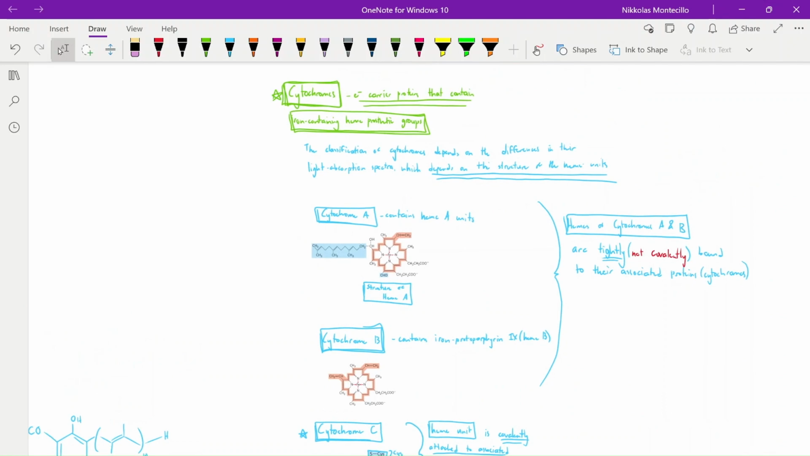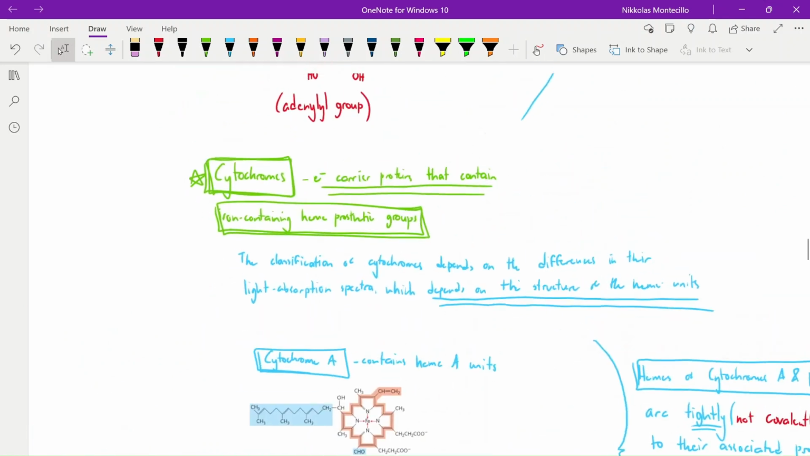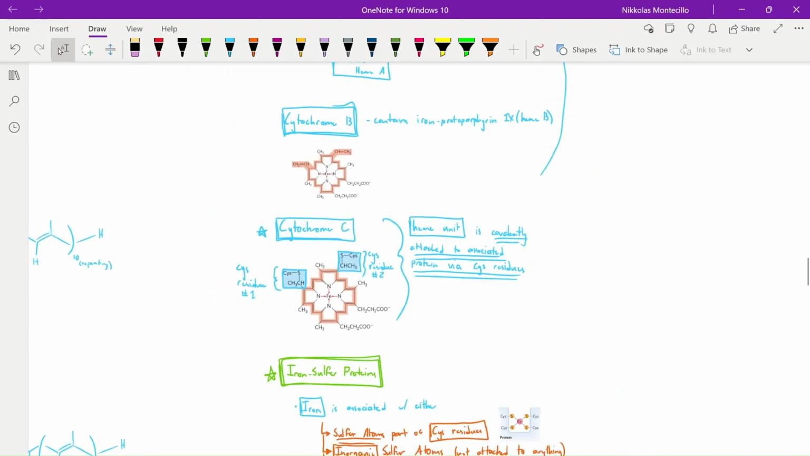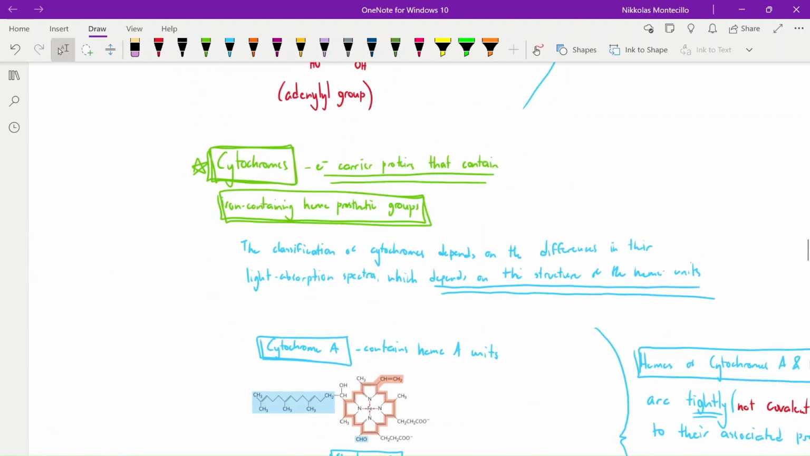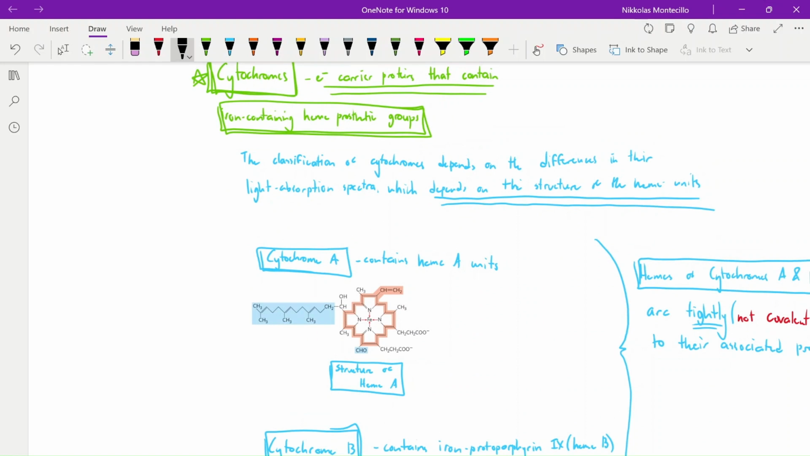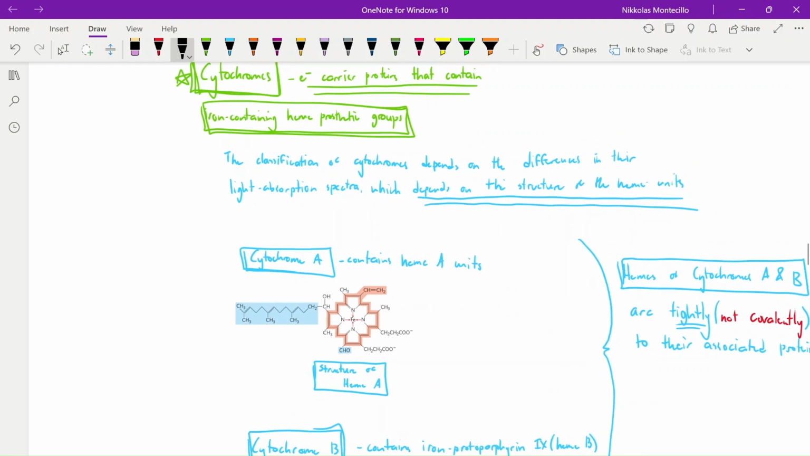And then, oh no, there's two electron carriers that we still have to go over. So there's cytochromes and iron-sulfur proteins. Cytochromes are electron carrier proteins that contain iron-containing heme prosthetic groups. The classification of cytochromes depends on the differences in their light absorption spectra, which depends on the structure of the heme units. So this is a heme unit, and in this case, this particular heme is called heme A. This type of heme unit is called heme A, and hence we call the cytochrome A because it contains a heme A, right?